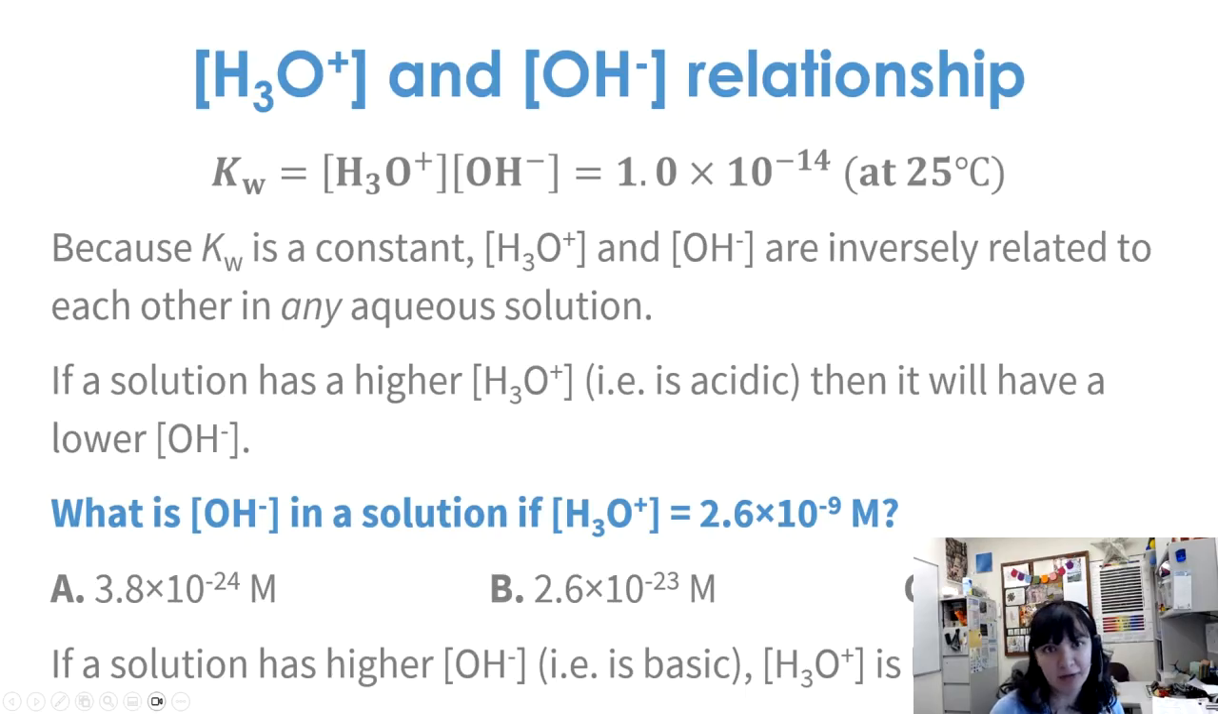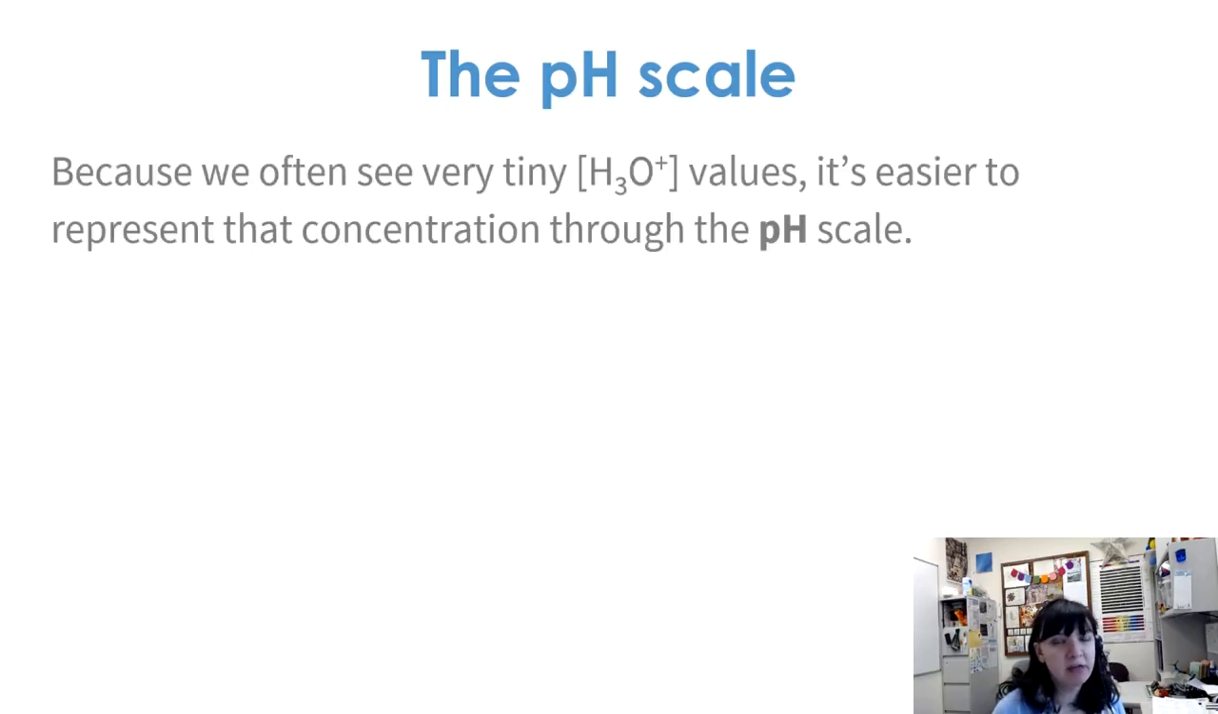Now, one way that we commonly represent those concentrations of hydroxide and hydronium is through what's called the pH scale. This is used because those concentration amounts tend to be really small numbers. I don't really like talking in scientific notation. I would prefer to have a normal number to represent the same thing. And so that's what the pH scale does.